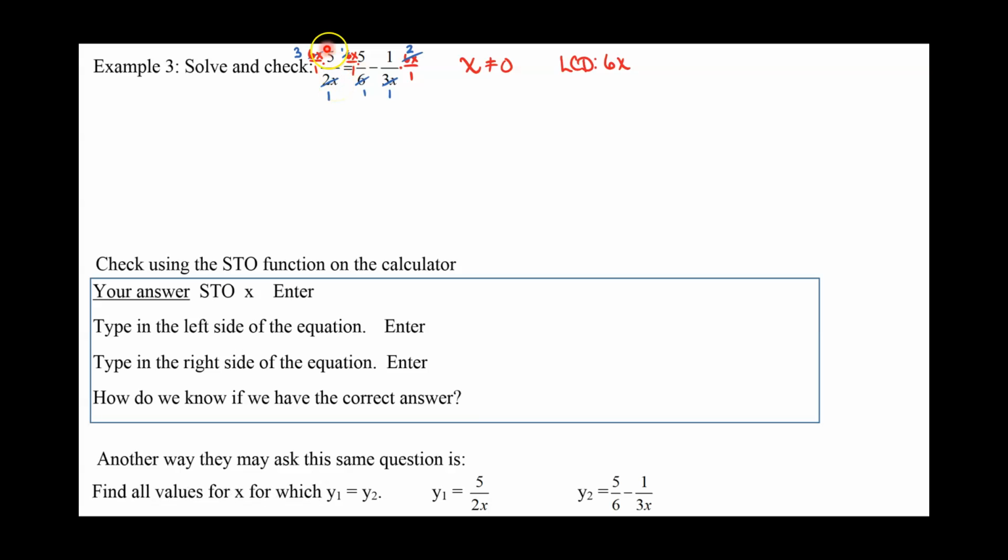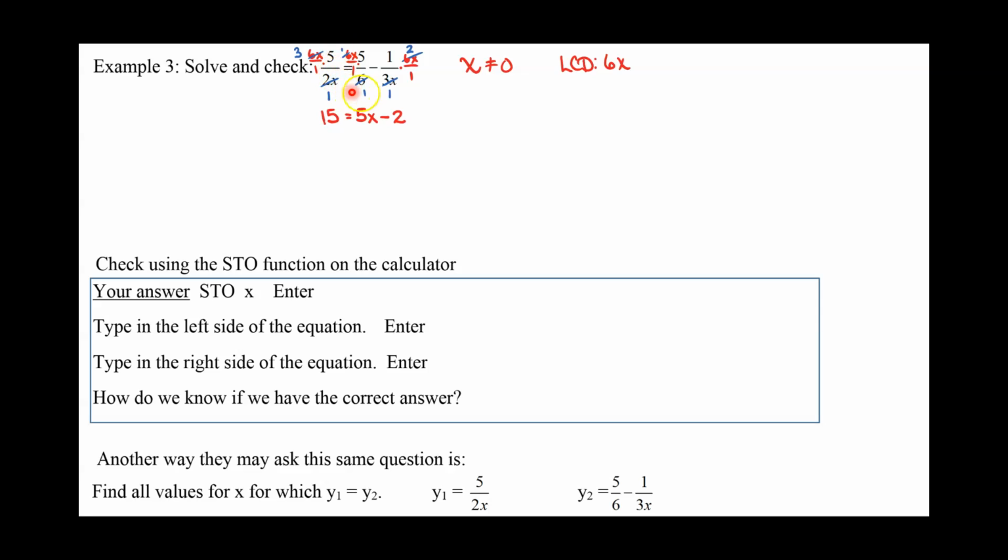So here you can see in this first set where we're multiplying 6x times 5 over 2x, the 2 and the 6 would simplify down to 3 over 1. And you can see our x's would drop out. So that would leave us with just 3 times 5, which is 15.